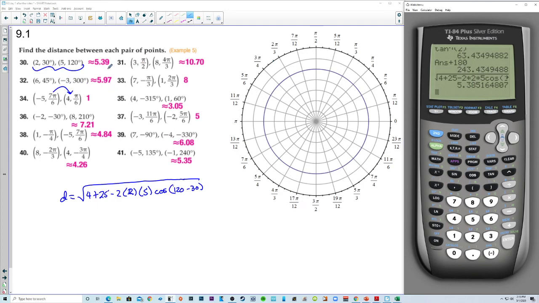5.385. They rounded to 2 decimal places. 5.39. We got it. We're good. 5.39 rounded to 2 decimal places.